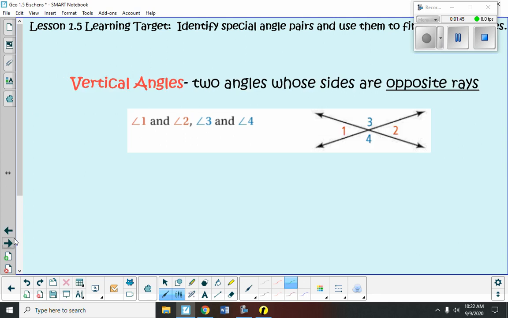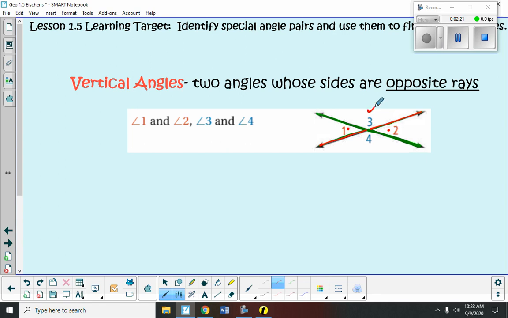The next type of angle pair we're going to talk about is vertical angles. Vertical angles are two angles whose sides are opposite rays. So angle 1 right here and angle 2 are vertical angles because this side of angle 1 is an opposite ray with this side of angle 2, and this other side of angle 1 is an opposite ray with this side of angle 2. So these two are called vertical angles, angle 1 and angle 2. It's a vertical angle pair.